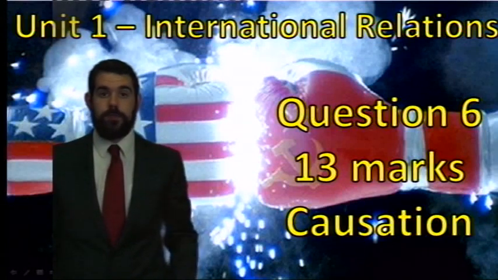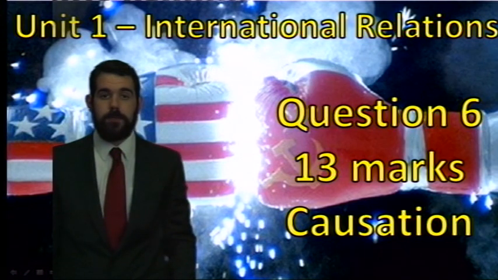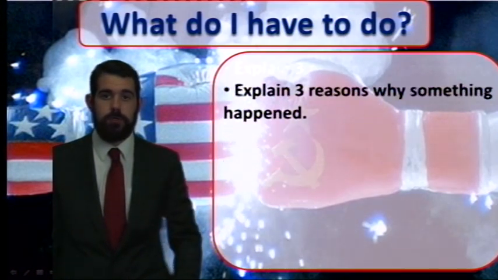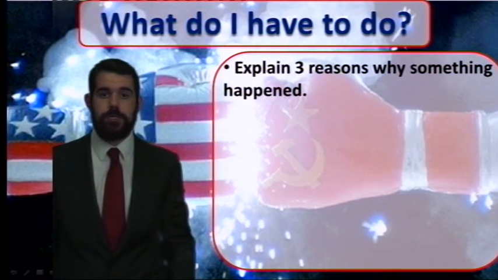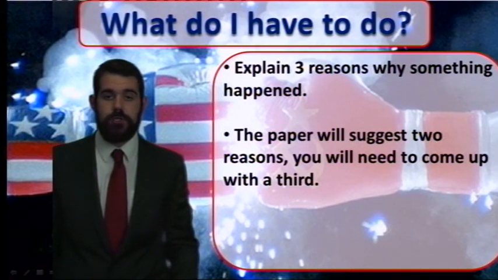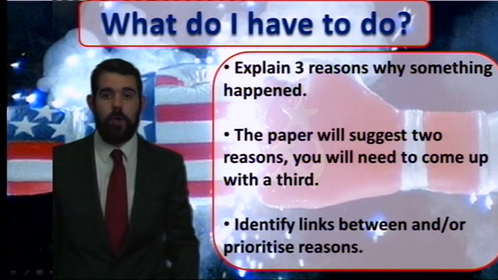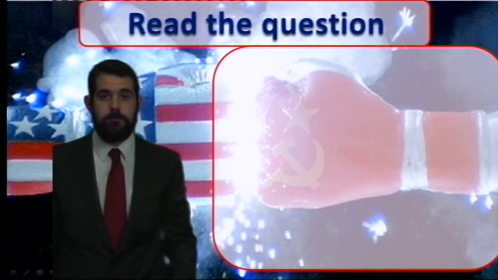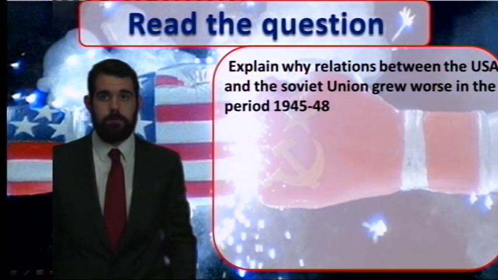This video is for the 13-mark question on the Unit 1 paper. It's the big one at the end, causation. So what do you have to do? You're going to need to explain 3 reasons why something happened. The paper is going to give you 2 of those reasons. You need to come up with a third on your own, and you need to either identify links between those reasons or prioritize them. So read the question is the first point.